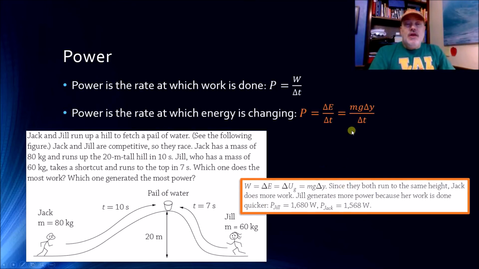However, if we put the numbers in and divide by time, then we find out that Jill's power is greater than Jack's. So they both win. Jack does more work, Jill generates more power.